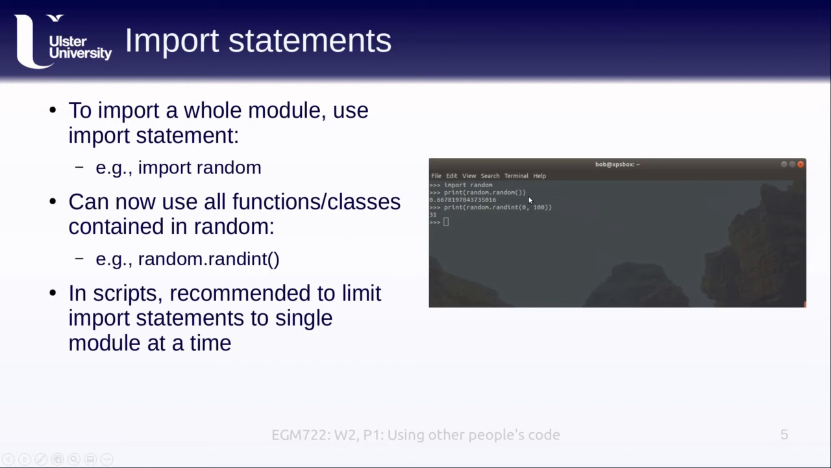So in scripts, when we're importing modules, it's recommended to only use a single module at a time, so using it like this, import random. If we want to then also import math, that would be another line in the script, and so on down. So we try to make sure that we are only importing a single module at a time, because that helps to make the code a bit more readable when we're going back through it.